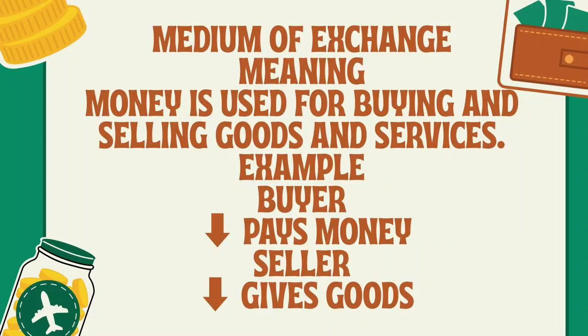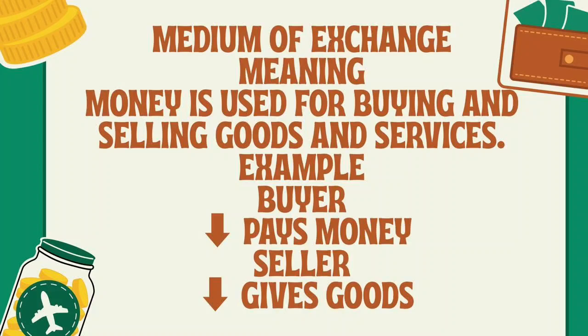Money removes the entire problem. It eliminates the need for double coincidence of wants. Because everyone accepts money, trade becomes quick, simple, and convenient. Let's take another example. Suppose your parents receive their salary. They don't receive a sack of rice or a bag of wheat. They receive money. Why? Because money can be exchanged for anything they need: food, clothes, education, transport, healthcare, or entertainment. That's the power of money as a medium of exchange.